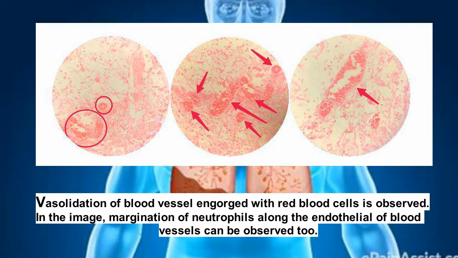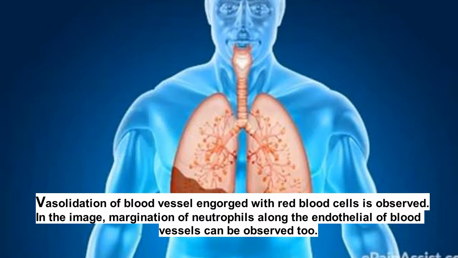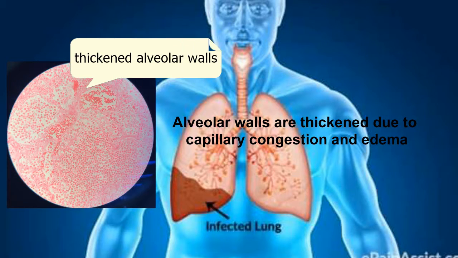In this picture, vasodilation of blood vessels engorged with red blood cells is observed. In the image, margination of neutrophils along the endothelium of the blood vessel can be observed too. Alveolar walls are thickened due to capillary congestion and edema.